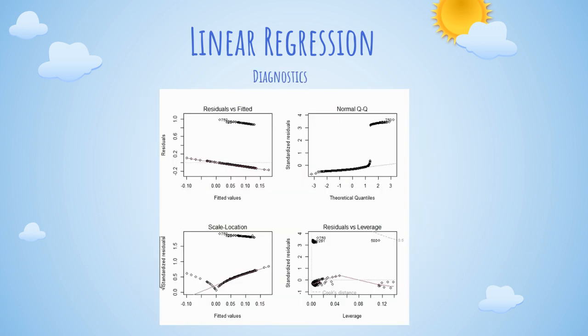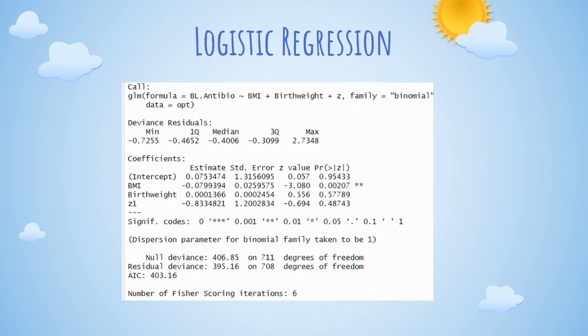We can now look at the diagnostics for this regression, and these are all concerning shapes. We can see that our binary variable is present, as indicated by the lines, and outliers are also present. Next, we can go into our logistic regression.